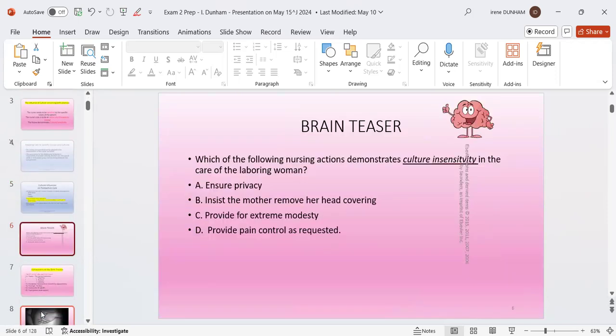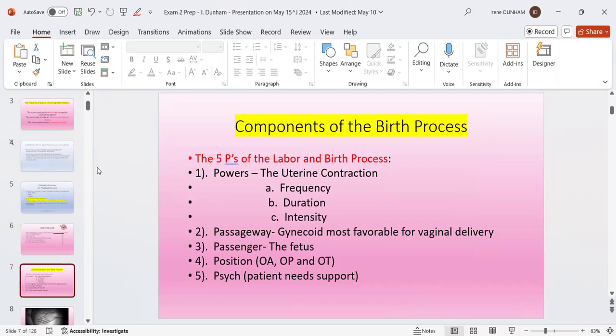Okay, so let's do a little brain teaser. This teases your brain. Which of the following nursing actions demonstrates cultural insensitivity in the care of the laboring woman? B. B, absolutely correct. Oh, insensitivity. Very good. So you can see how I'm demonstrating how the question could be asked, and you have to be aware.